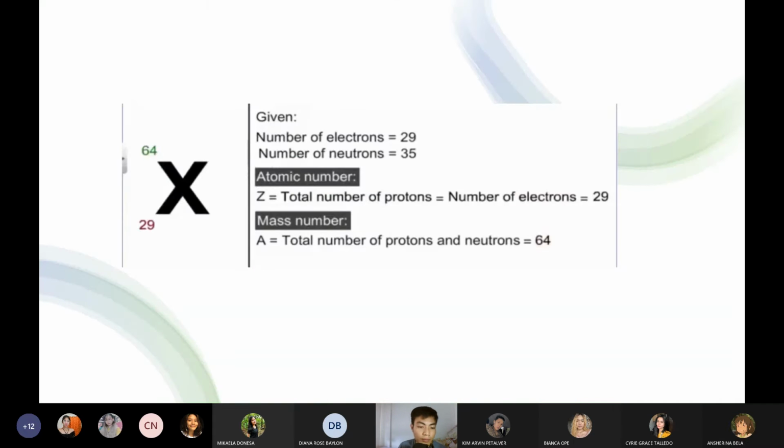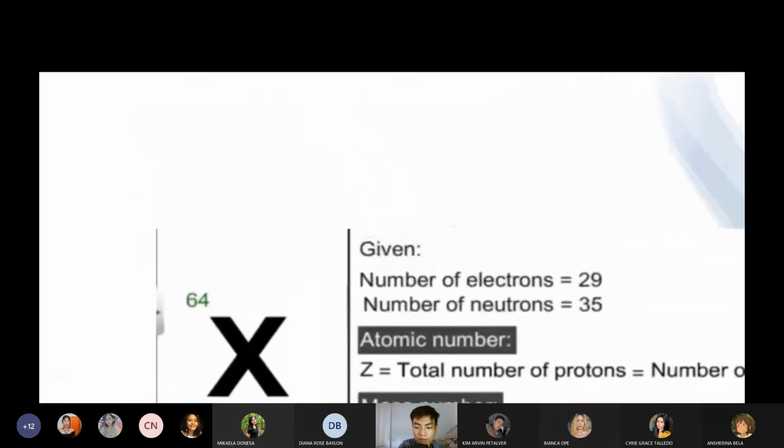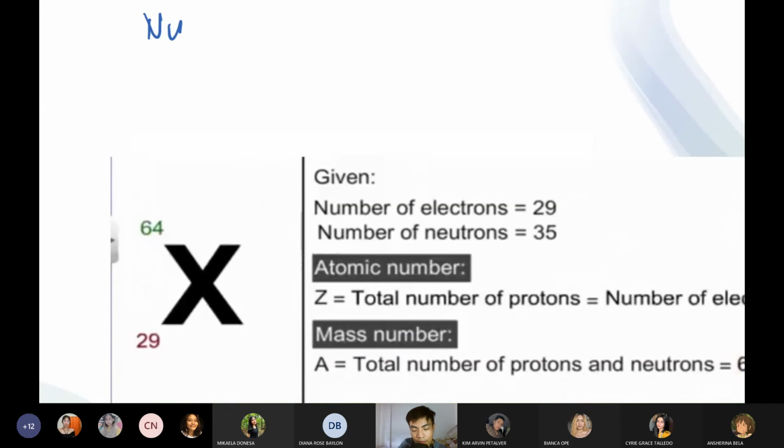And then we represent those information with a nuclear symbol. Okay? So ano yung itsura ng nuclear symbol? Okay, so ganito yung itsura ng nuclear symbol. So the nuclear symbol looks like this. Okay? Ito na lang sundin nyo yung sinusulat ko.